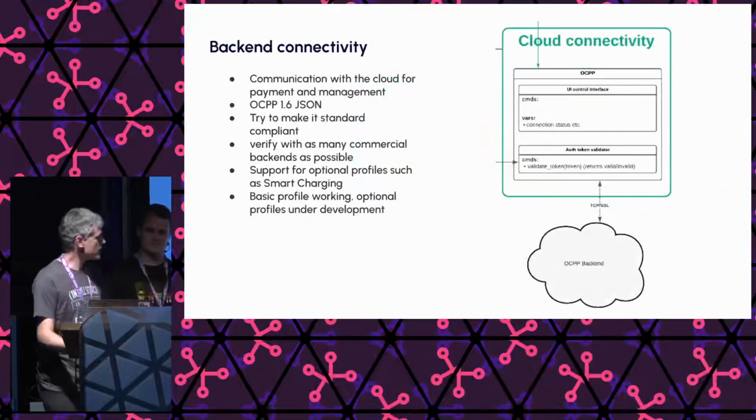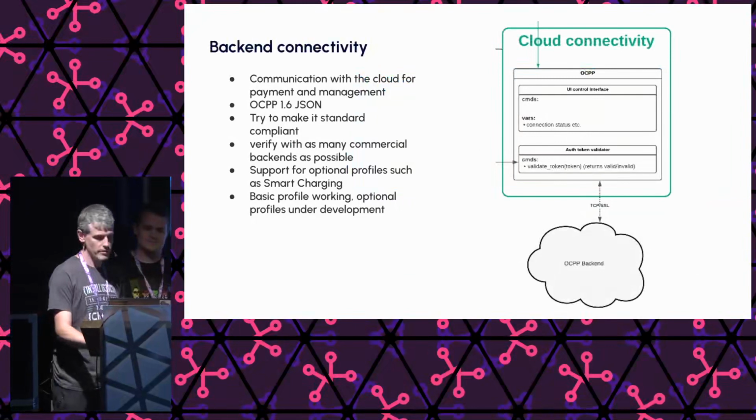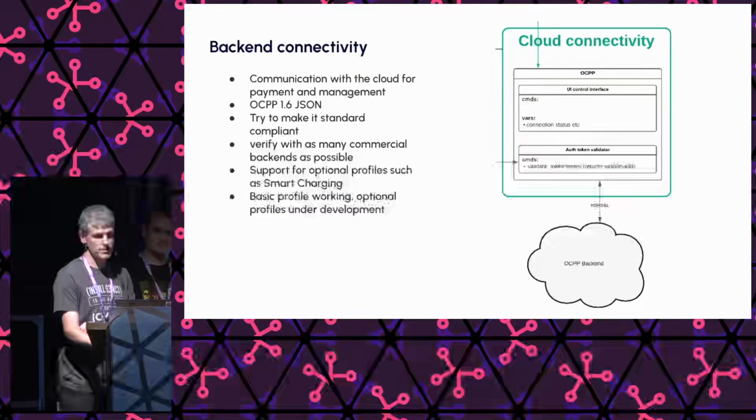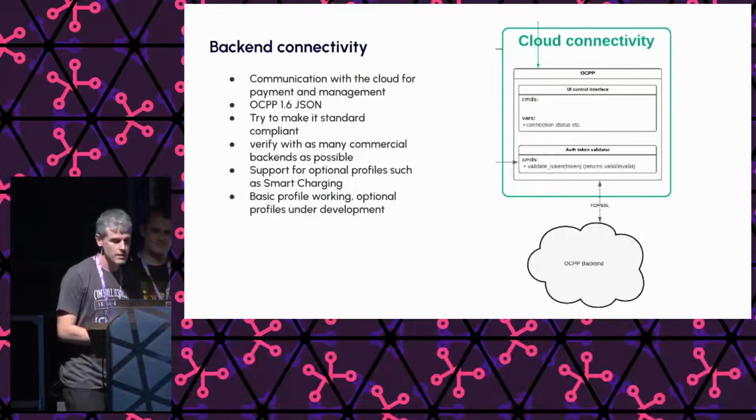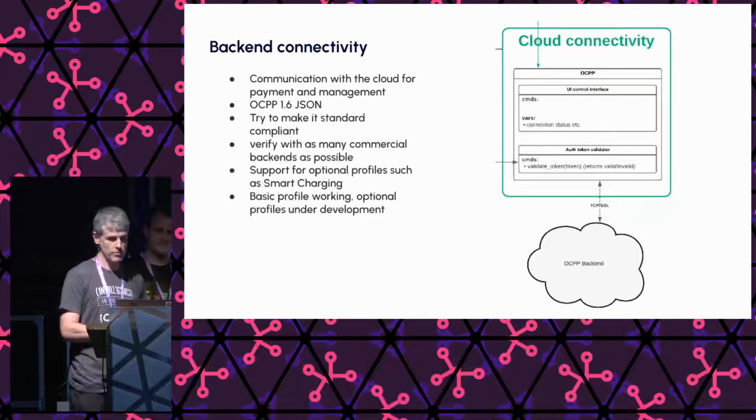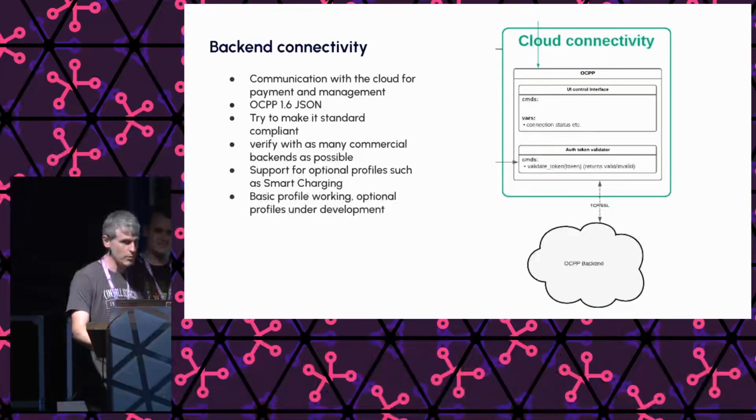Looking at the other side, not so much to the car, but to the cloud for payment stuff, we provide an OCPP 1.6 JSON implementation, and we put a lot of work into making it standard compliant and not just our dialect of it. We verified this with as many commercial backends as possible, and also with the official protocol testing tool from the Open Charge Alliance, who supports the standard. And I think we're the only implementation of OCPP that supports all the optional profiles, even smart charging and all the security extensions, which typically no one implements, even in the commercial stuff. So I think we're the most complete, and also the only really working open source implementation of that.